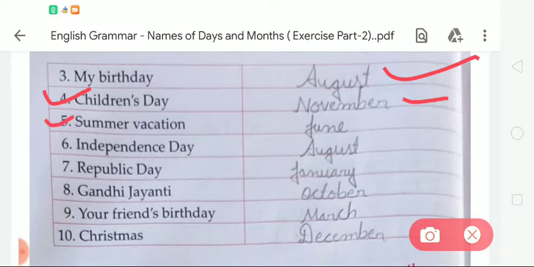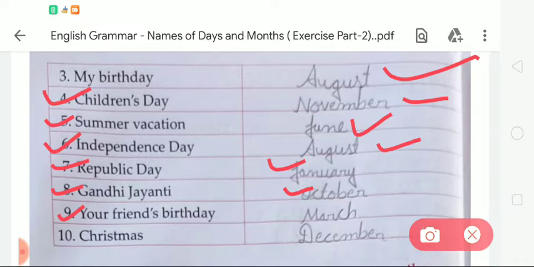Now the next is summer vacation, so it will fall in June, so we have to write here June, JUNE, June. Now the sixth is Independence Day. Independence Day falls in August, so we write here August, AUGUST, August. Now the seventh is Republic Day, so it will be celebrated in January, so JANUARY, January. Eighth is Gandhi Jayanti, so we celebrate Gandhi Jayanti in October, so we write here October, OCTOBER, October.